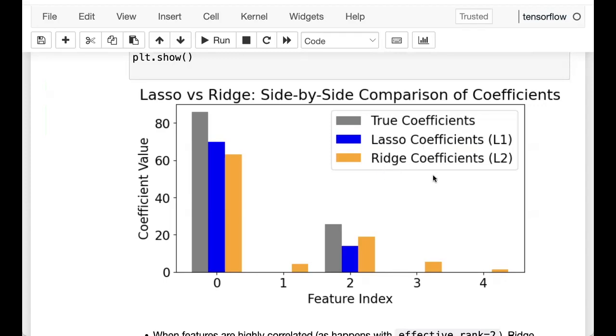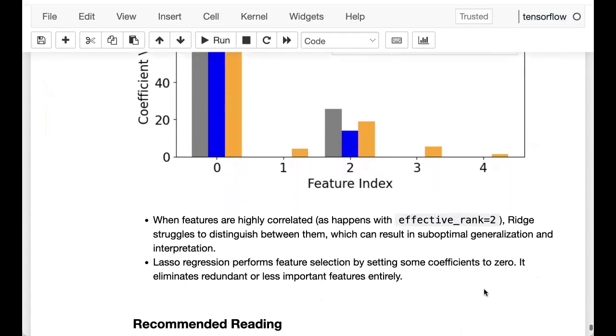However, you see that the Ridge regression does give us smaller coefficient values for 1, 3, and 4, but still we get some non-zero values, which might be difficult to interpret, especially when we talk about explainability of machine learning models.